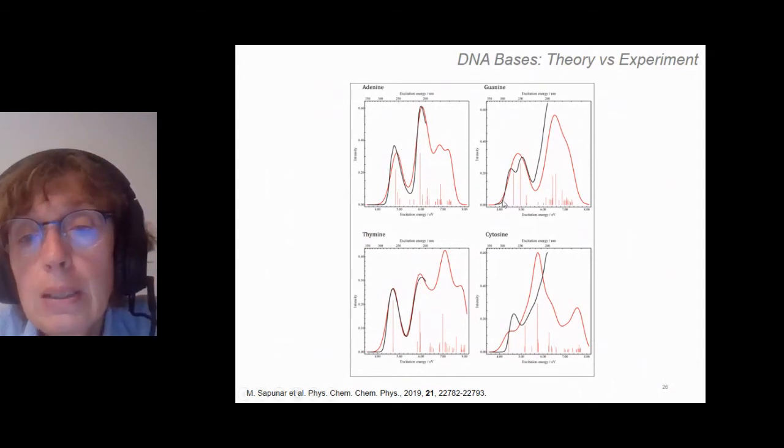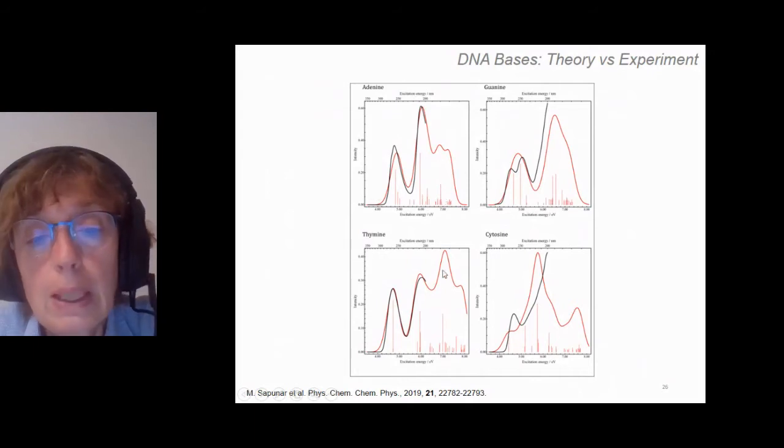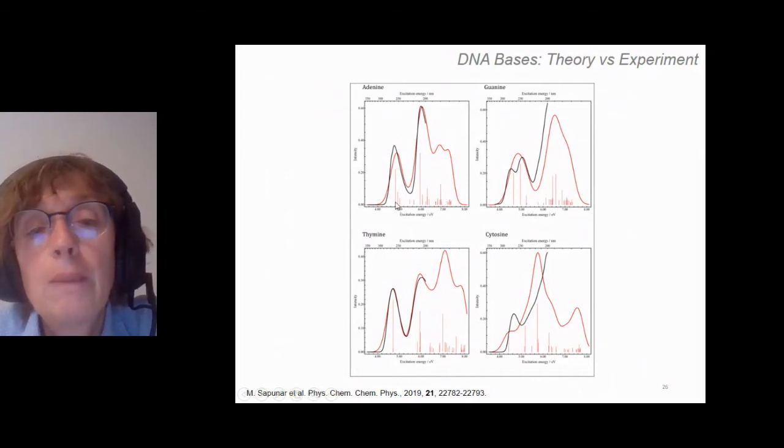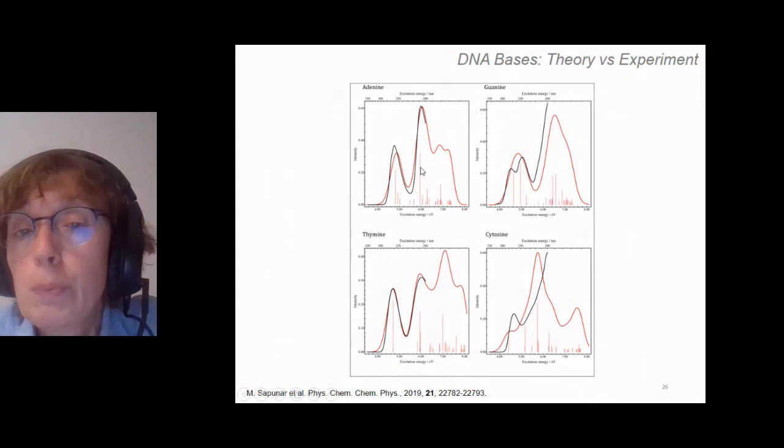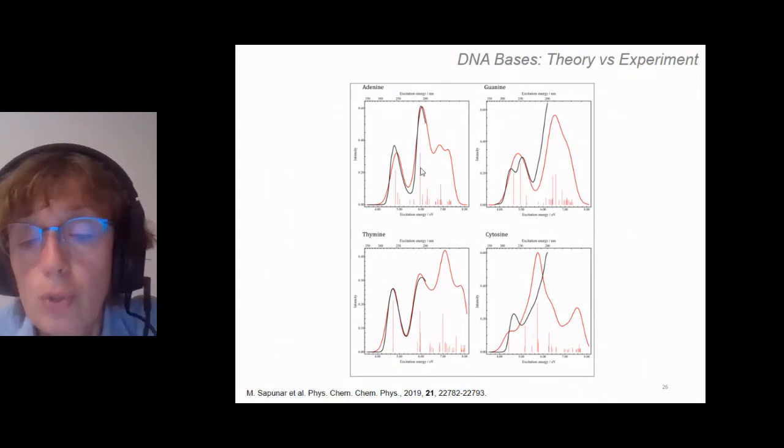And these lines here, shown by sticks, are the mean excitation energy and the mean oscillator strength of a transition. And each of these transitions has a width that is given by the standard deviation from the mean of the excitation energy.